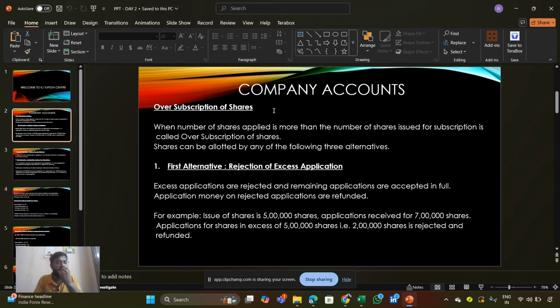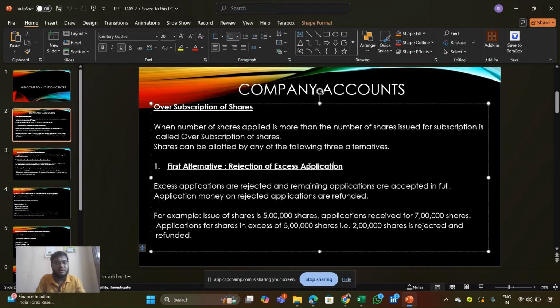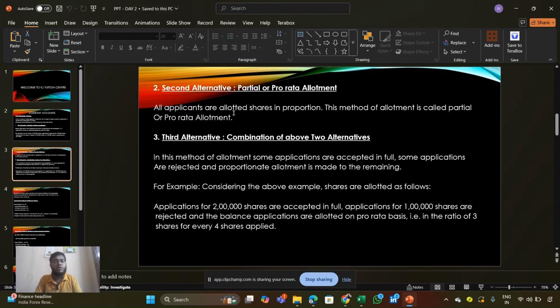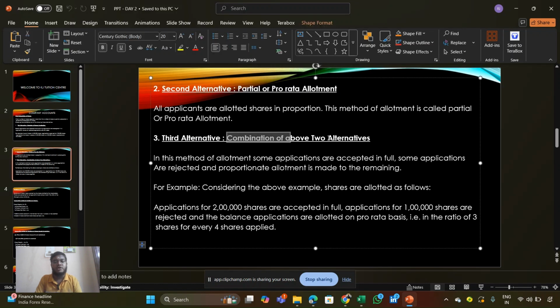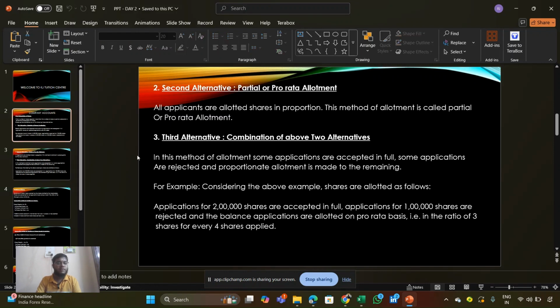In under subscription, there is no problem. But in oversubscription, there are three alternatives. So the first alternative is rejection of excess application. I think this first alternative we saw in the last class itself in one sum. Okay, rejection of excess application, and the second one is partial or pro rata allotment, and the third one is combination of the two alternatives. Yeah, the first alternative and the second alternative combined. Okay, let's move on with the first alternative.